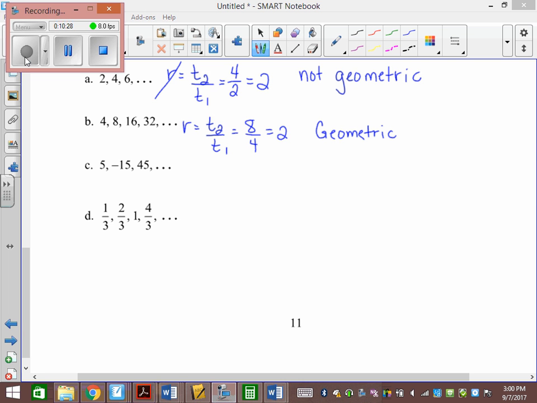So we'll try these out. This one's going to be r equals negative 15 divided by 5, which equals negative 3. 5 times negative 3 is negative 15. 15 times negative 3 is positive 45, so that's good.